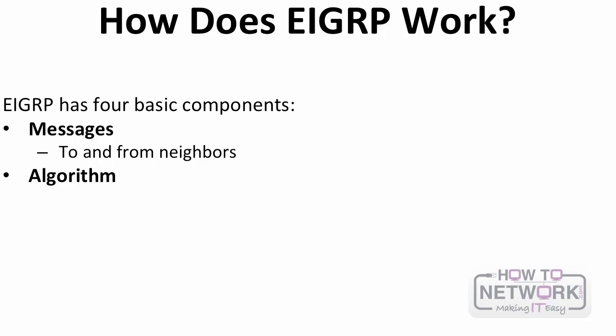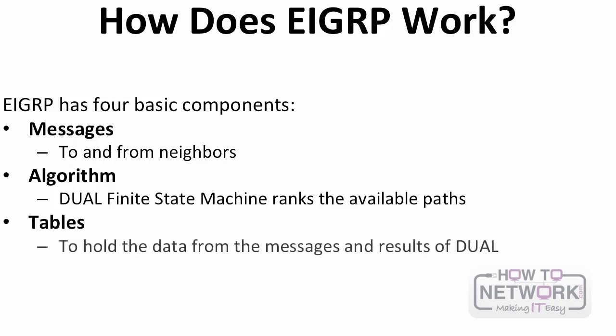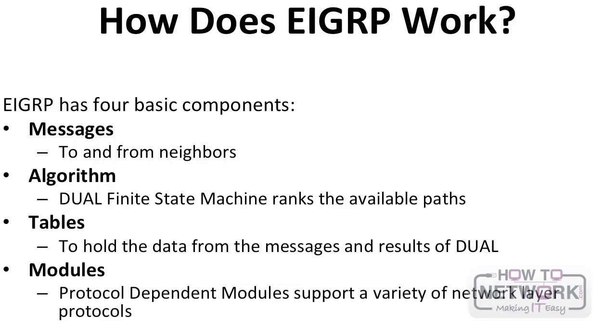EIGRP has the DUAL algorithm. The DUAL algorithm takes the information from those messages and then processes best path and possible best path. Then all the information from the messages and the algorithms get put into tables. So these EIGRP tables hold the data from the algorithm and the messages. And then finally, the modules. These protocol-dependent modules support a variety of network layer protocols. So we're not limited. EIGRP is not limited to just IP.